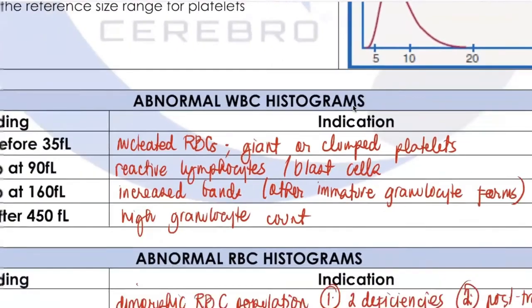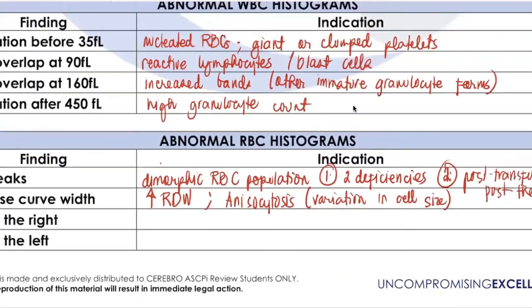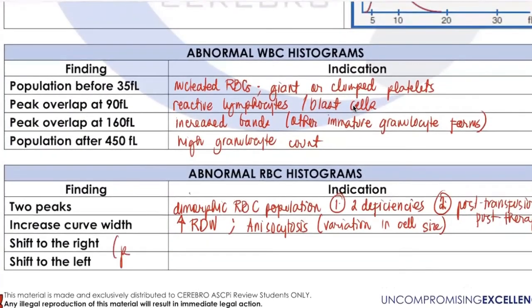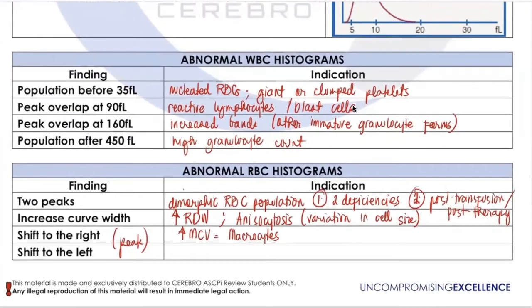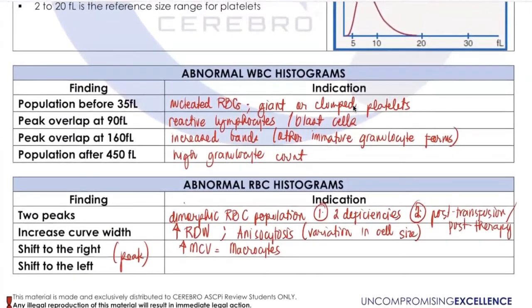Okay? So shift to the right, pakilagay dyan, no? This is in relation to the peak of your RBC histogram. So if shift to the right, tumataas yung mean cell volume mo. So this could indicate presence of macrocytes. Okay? Pag sinabi naman natin guys na shift to the left, bumababa yung mean cell volume. So this could indicate presence of microcytes. Okay?